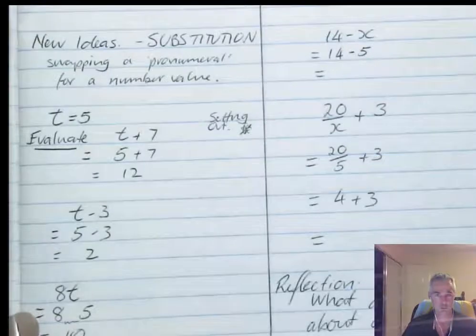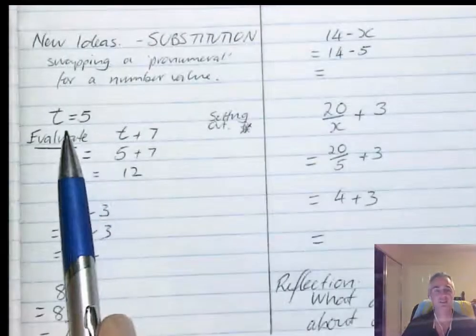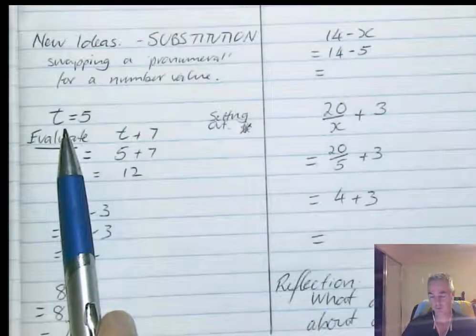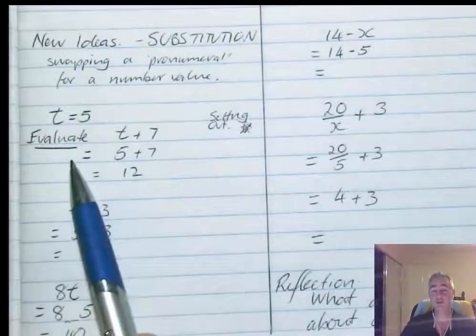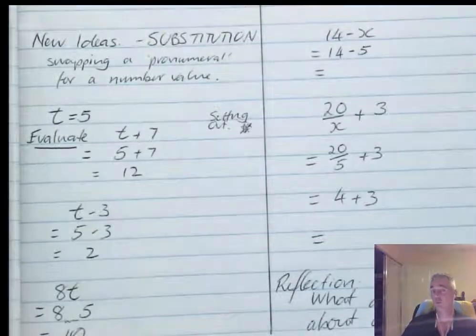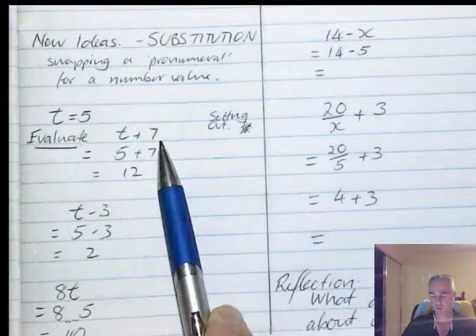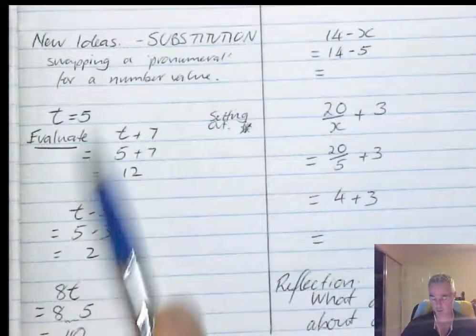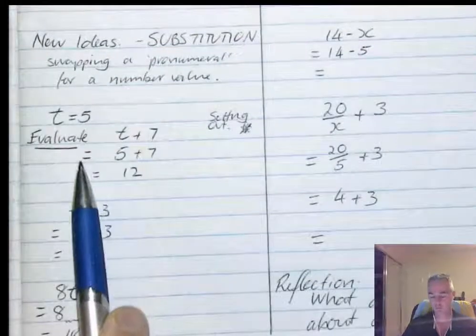And here we have our first one. t equals 5. So if I see the letter t as an algebra letter, I take out the t and I put in the 5. So here it is in our first one. We're asked to evaluate. That just means to work it out, find the answer, solve the problem. A maths word you'll see again and again. t plus 7. There's no equal sign there, but I'm going to know that 5 is going to be part of my sum. I put an equal sign at the start of the next line.